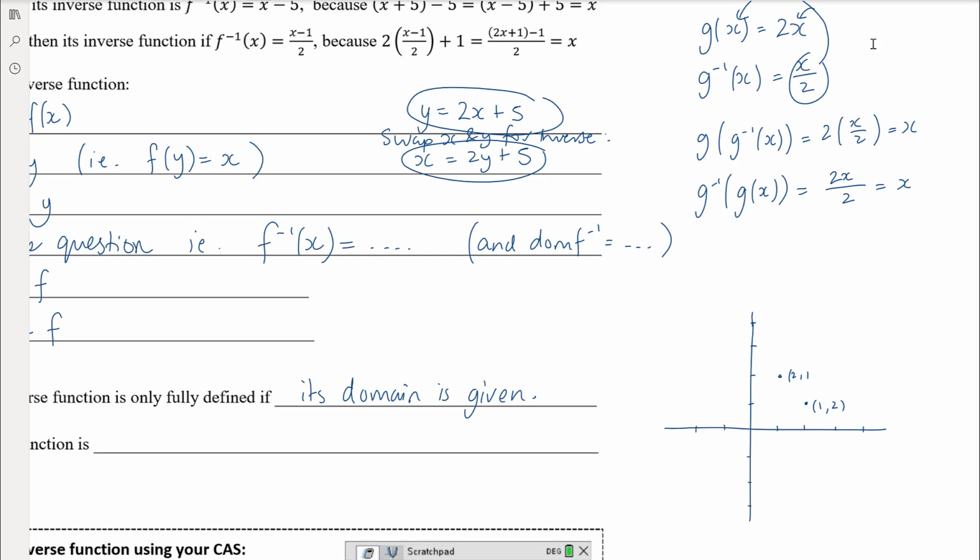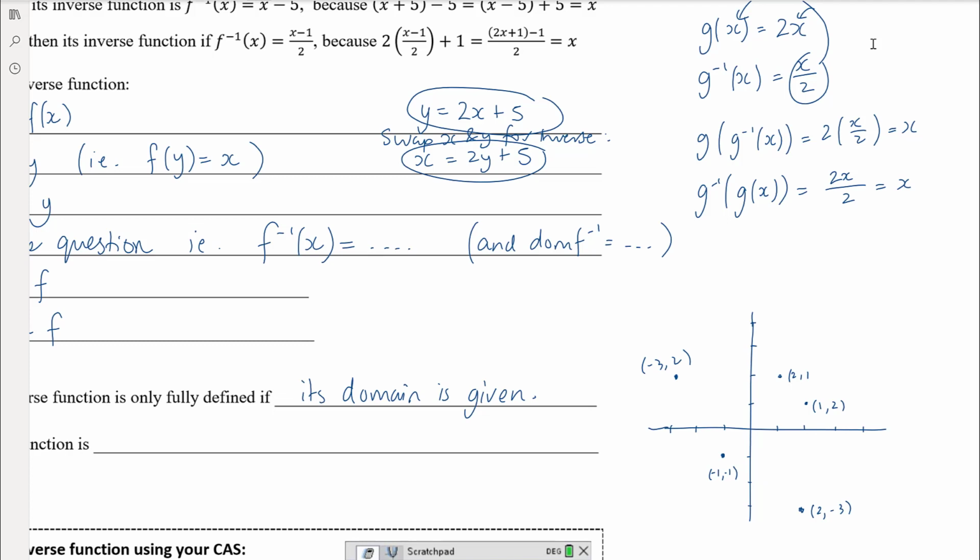Okay, so let's say we've got the point negative 1, negative 1. We swap its x and y coordinates, it stays at negative 1, negative 1. Okay, let's say we've got the point 2, negative 3. When we swap its x and y coordinates, it goes to be at negative 3, 2.